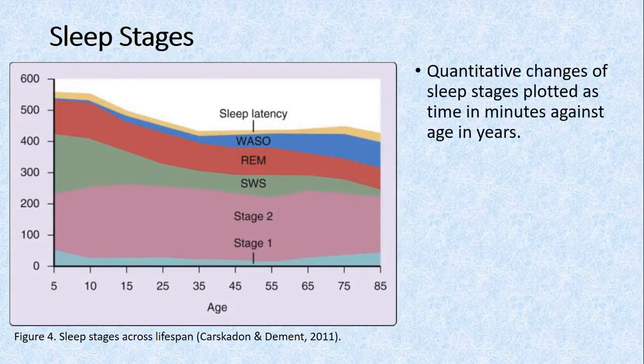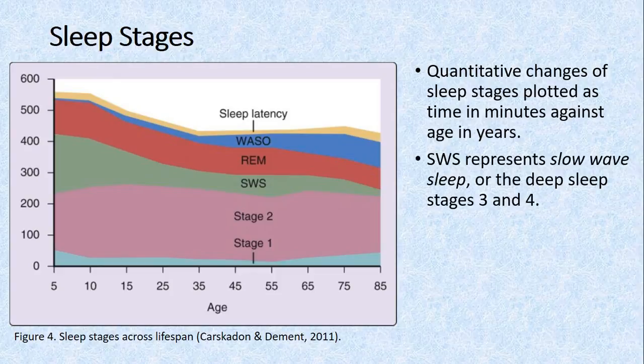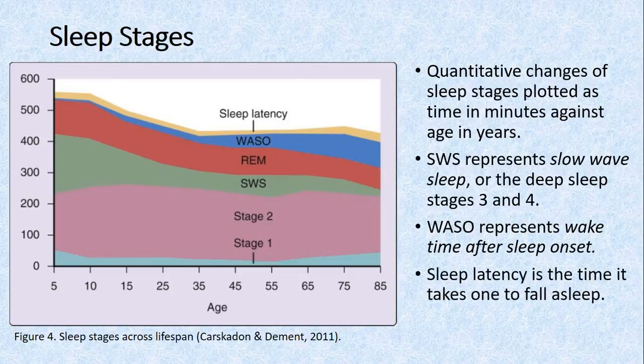This graph represents the quantitative changes of sleep stages plotted as time in minutes against age in years. SWS represents slow wave sleep, or the deep sleep stages 3 and 4. WASO represents wake time after sleep onset, and sleep latency is the time it takes one to fall asleep. Of interest is the difference in time young children through mid-adolescence spend in slow wave sleep as compared to adults, especially older adults, and the amount of wake time after sleep onset for each group. It is clear sleep is deeper and more consistent for the young. Whether these variations have direct relevance to physical or psychological health is not yet known. However, there may be correlations to the exacerbation of sleep disorders and potential determinants for diagnosis and treatment.